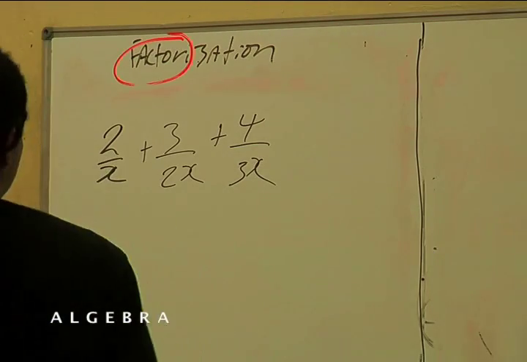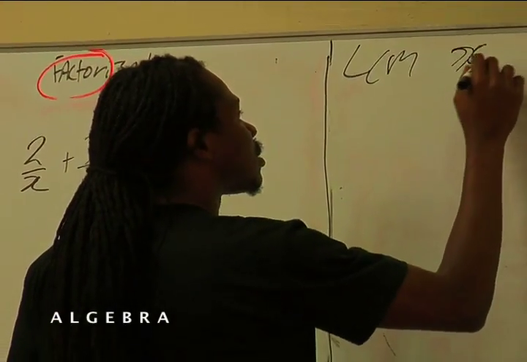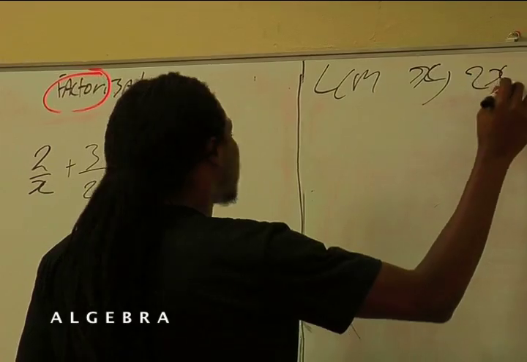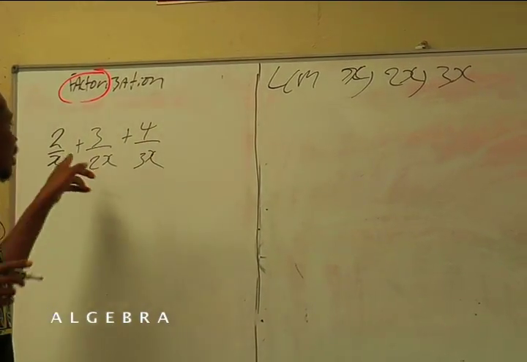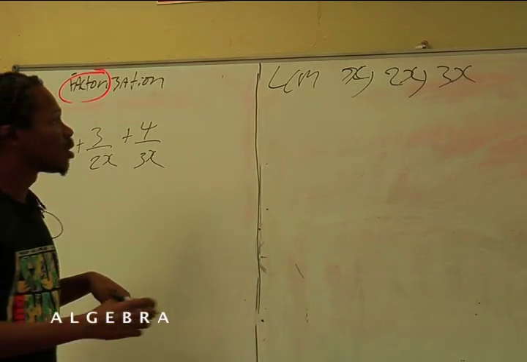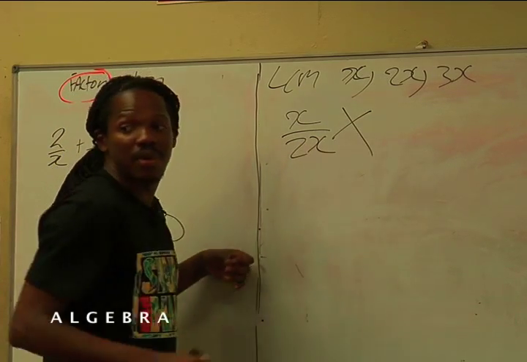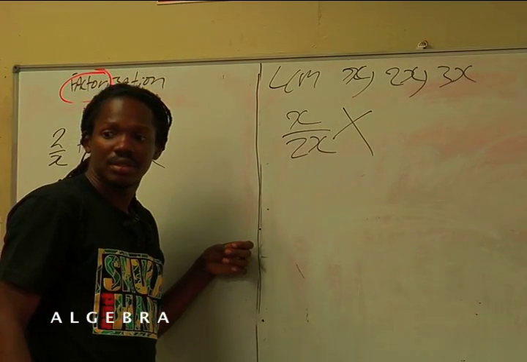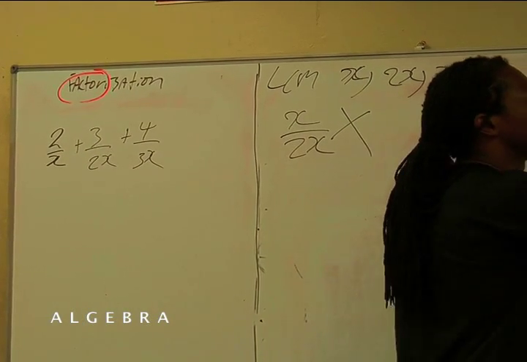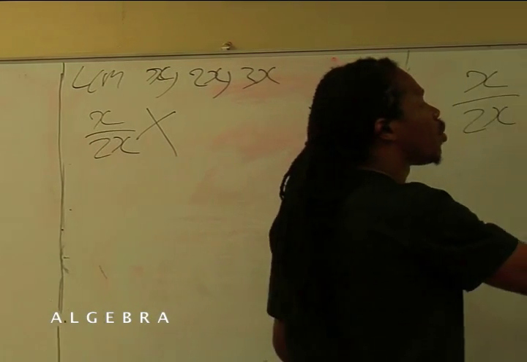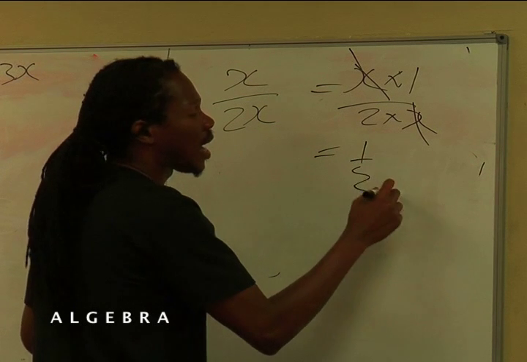You want to find the LCM of x, 2x, and 3x. That's what you want to find, because these are the denominators. So we are going to say x over 2x, crisscross. What's the smallest that can be? X over 2x equals x times 1 over 2 times x. Cancel, cancel, equal to a half.